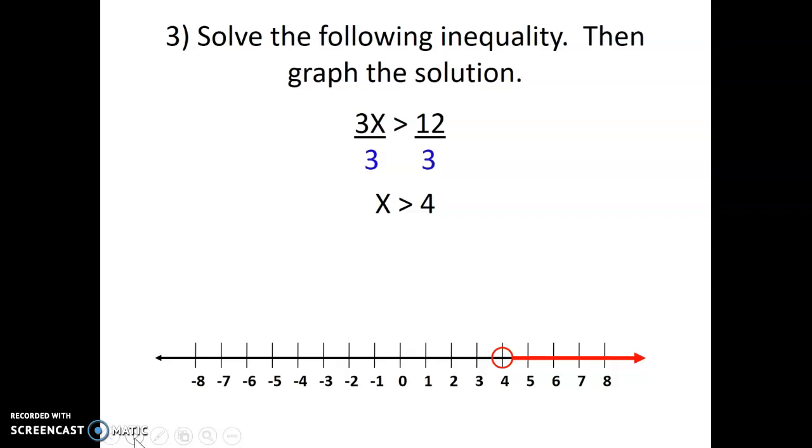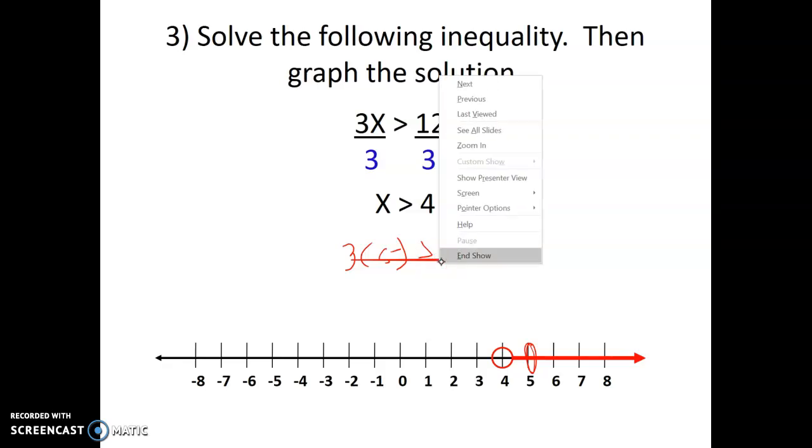Now I can check these. I can check to see if I've shaded the correct way by plugging it back in. Let's think about 5. What is 3 times 5? Is it greater than 12? It is greater than 12.